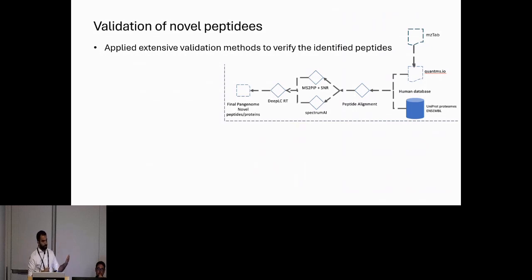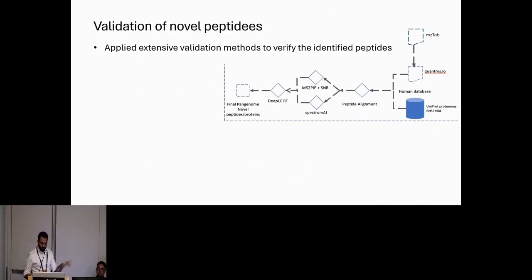So first, spectrumAI. That's basically validating places where you have single amino acid differences, and then it looks at the b or y ions to make sure that that position has enough support. And then MS2PIP and also DeepLC basically look at the retention time predictor on your actual peptides. I think you know better than me in this, so I won't spend time.